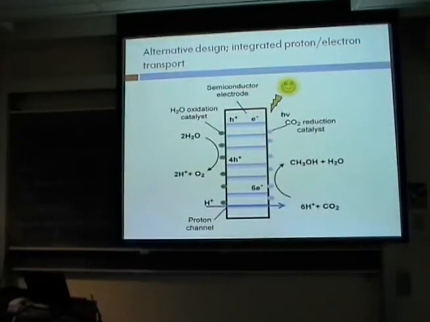Okay, another design would actually be to have a fully integrated photoelectrochemical device. So you have a single or sometimes stacks of semiconductor materials where you generate an electron-hole pair. The holes go to split the water and make O2. The protons go through channels in this electrode in order to react with CO2 to produce methanol or hydrocarbons or carbon monoxide, as we'll show in just a minute.